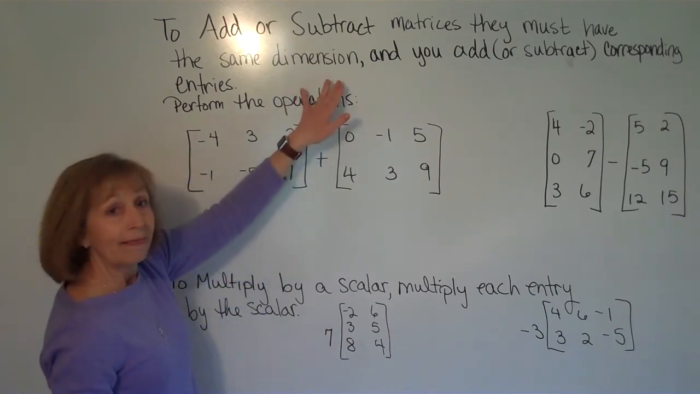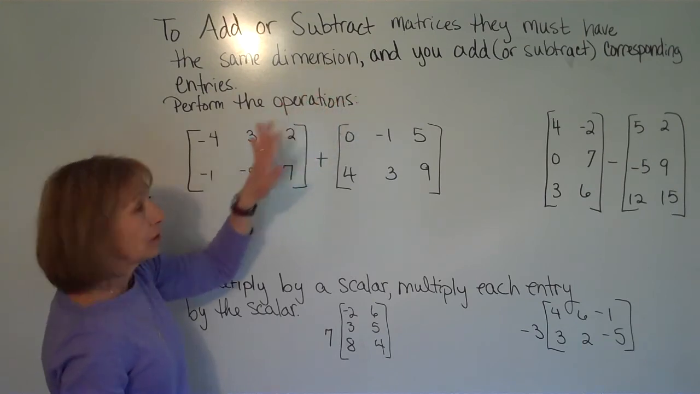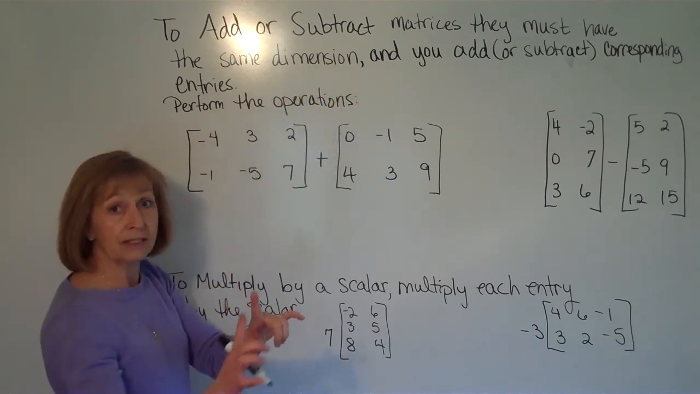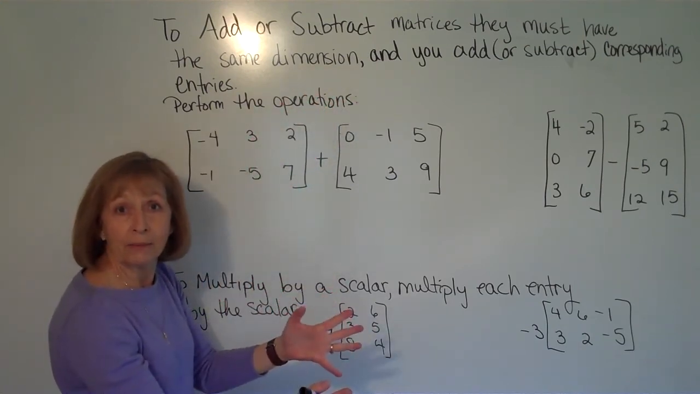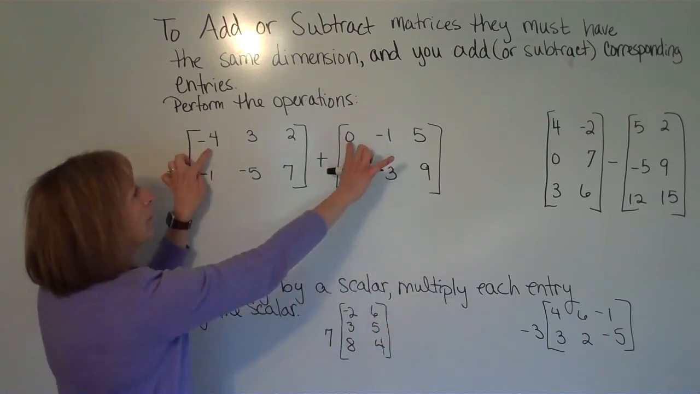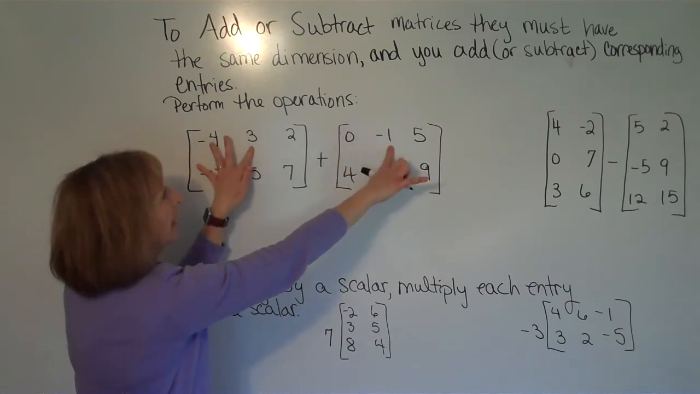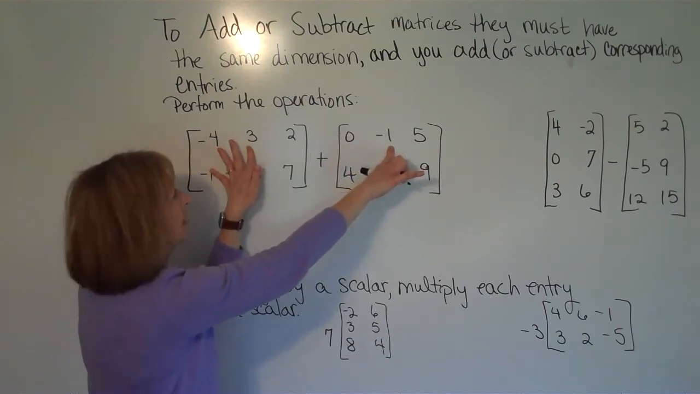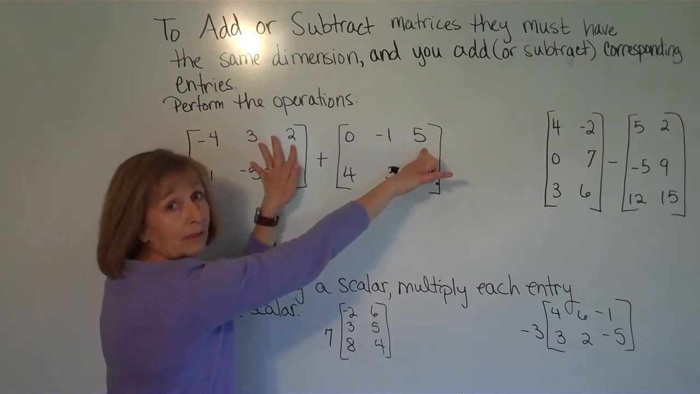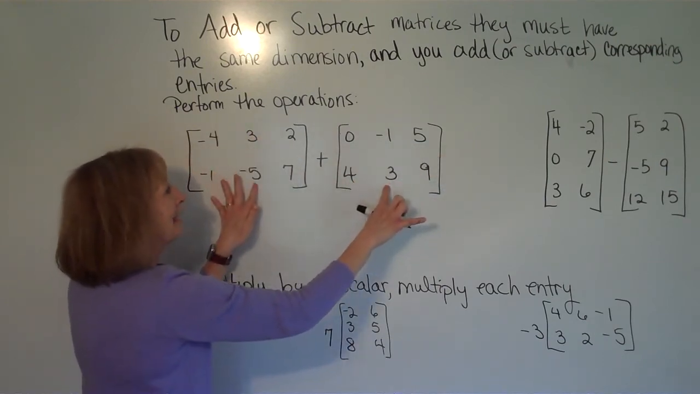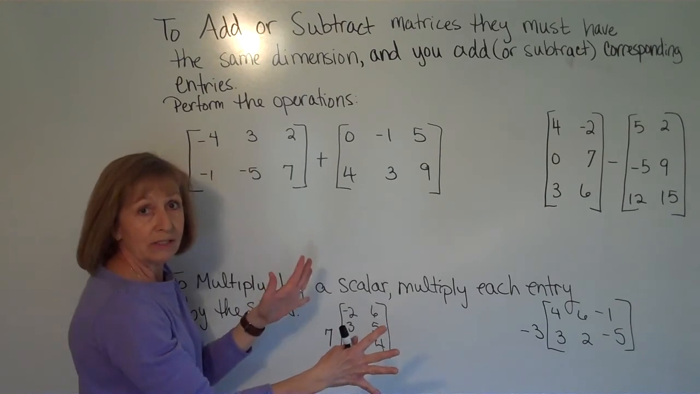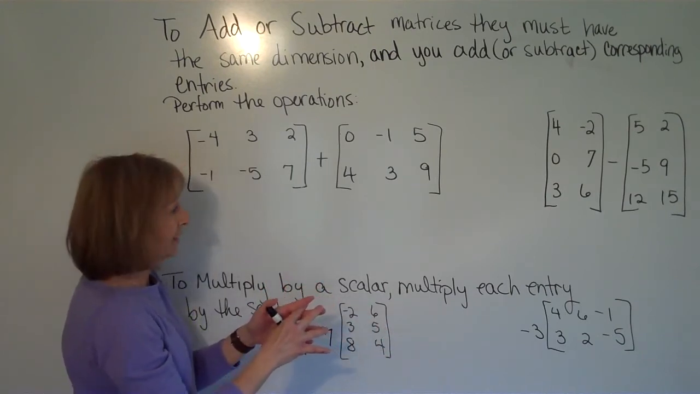And then to add them, I add their corresponding entries. Corresponding entries are ones that sit in the same placement within the matrix. So first row, first column, the elements that sit there are corresponding entries. First row, second column, those are corresponding entries. First row, third column, etc. So the placement matches in the matrices is what we're talking about with corresponding entries.